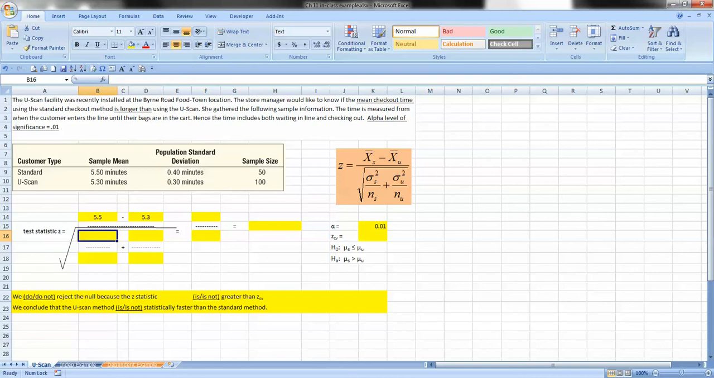So what we can do here is put in that this is going to be 0.40 times 0.40, which is the square of the standard deviation, because we're given the standard deviation, not the variance. The n we are given, that's 50. And just to fill it in, since we're here, the n of the UScan method is 100. And up here, we'll do the 0.30 times 0.30.